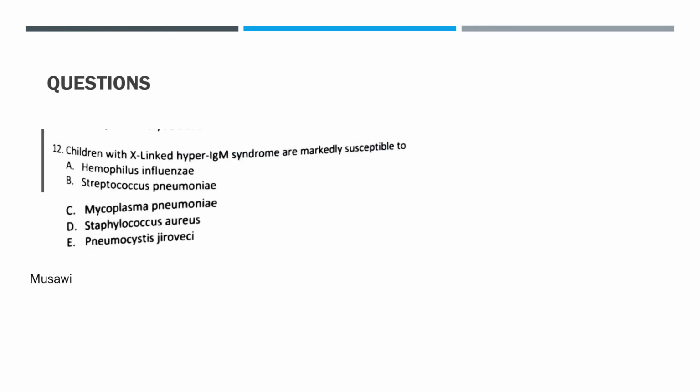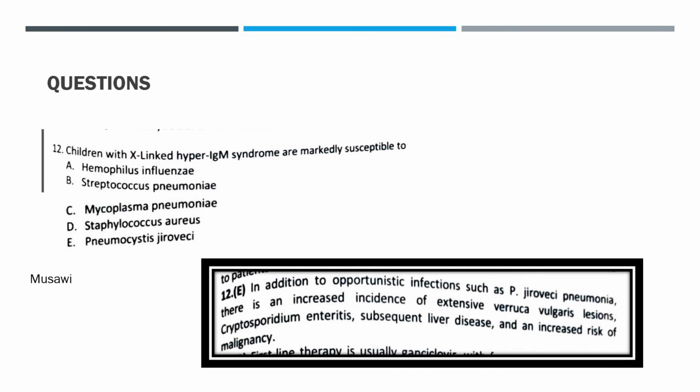I want to move to the questions related to this video. So the first question, children with X-linked hyper-IgM syndrome are markedly susceptible to, I mentioned it during the slide, it is E, Pneumocystis jirovecii. The explanation is as follows. In addition to opportunistic infections such as Pneumocystis jirovecii pneumonia, there is an increased incidence of extensive verruca vulgaris lesions, Cryptosporidium enteritis, subsequent liver disease, and an increased risk of malignancy.